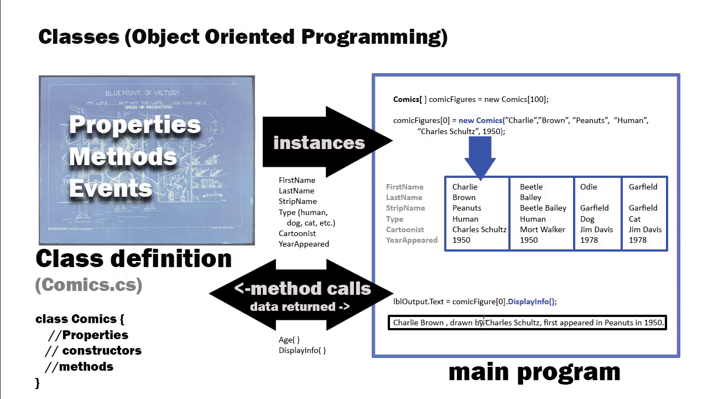We don't care how the display info came up with that string, whether you use string builder or use string concatenation. That doesn't matter to us. All that matters to us is we're calling it, and the black box of the comics class is returning a string that we put in our label.